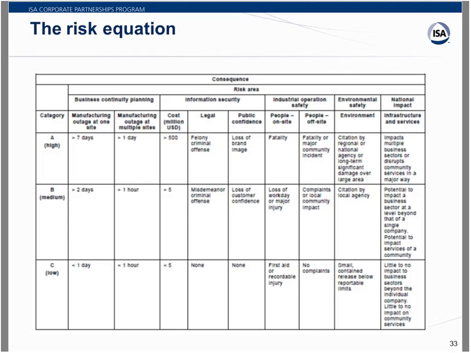What I'm talking about here is I'm going to say something is a risk area, it's a manufacturing outage at a single site per day. It's going to cost me less than $5 million, and it has little impact on my company. Something that's just very localized, right? So that's going to be a very low risk, okay? So it gets over here.